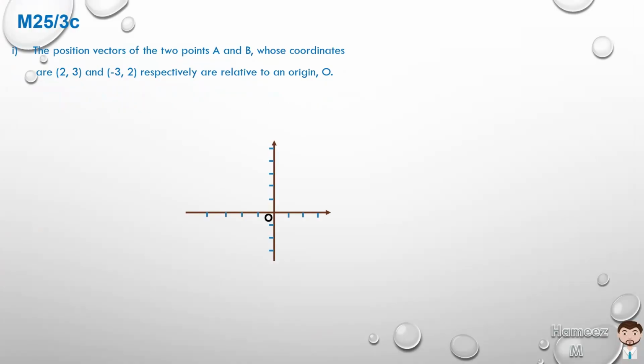So we have the origin. A is at (2, 3). The x value is 2. The y value is 3. And B is at (minus 3, 2). So it's going to the left and up. As such, part 1, express the vector AB in terms of xi and yj. So AB moves from A to B, that's the black line.